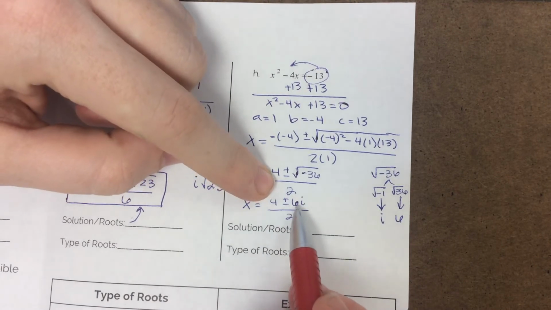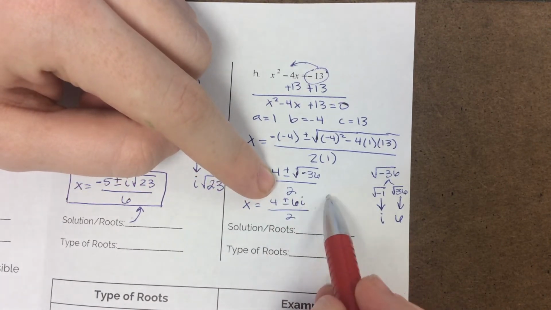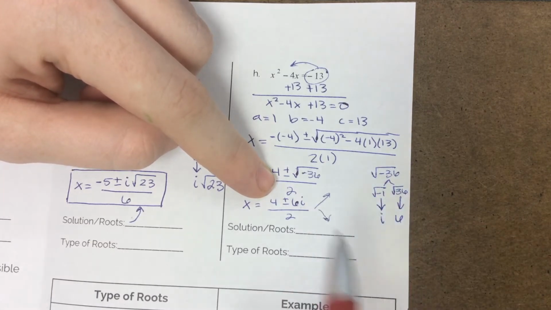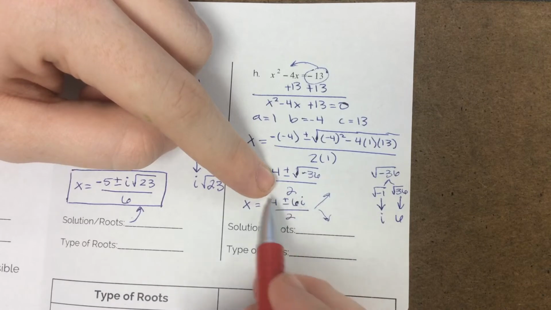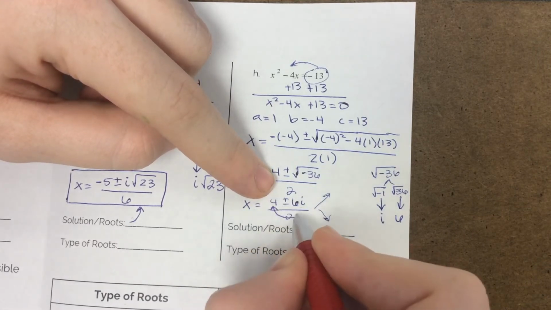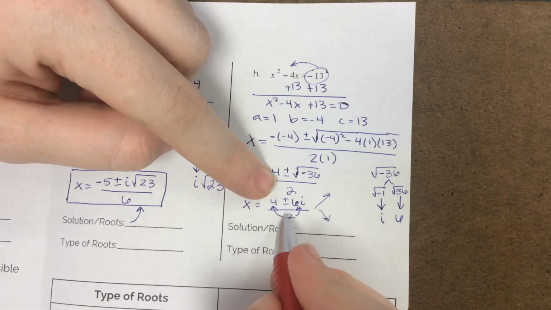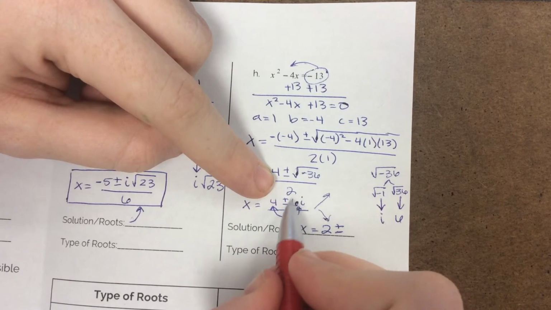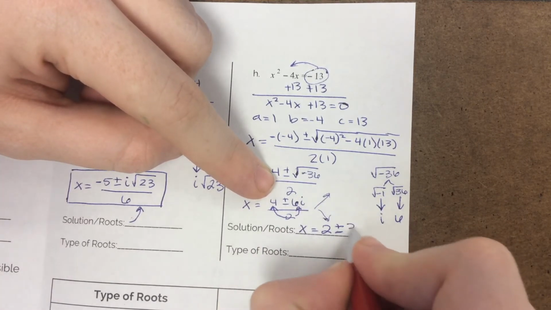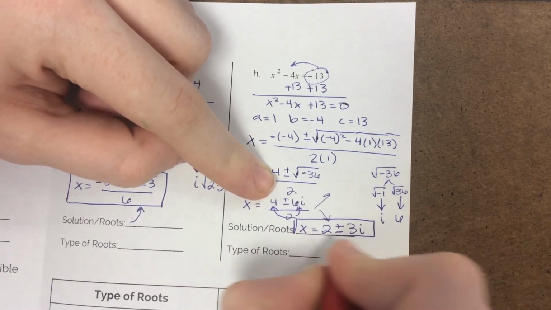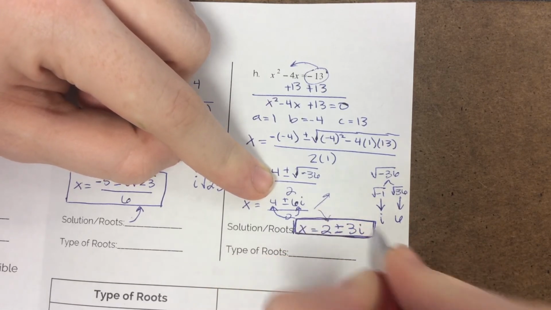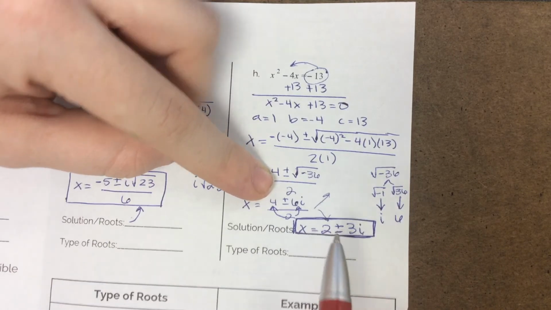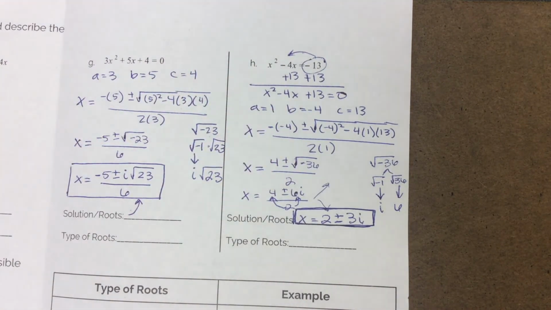Now, since it's a 6i, I can't combine 6i and 4, so I'm not going to break it apart into the two arrows that we did yesterday. Since I can't combine those, I'm going to divide 4 by 2, and I'm going to divide 6 by 2. What's 4 divided by 2? It's 2. So I have x equals 2 plus or minus, what's 6i divided by 2? It's 3i. That's your solution: 2 plus 3i and 2 minus 3i. Those are 2 solutions. Okay.